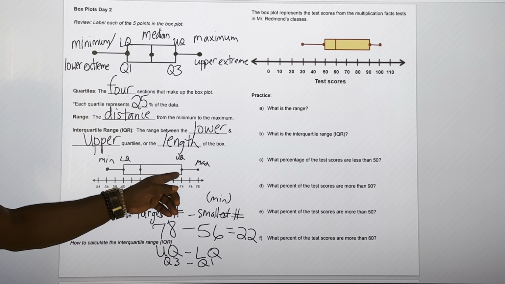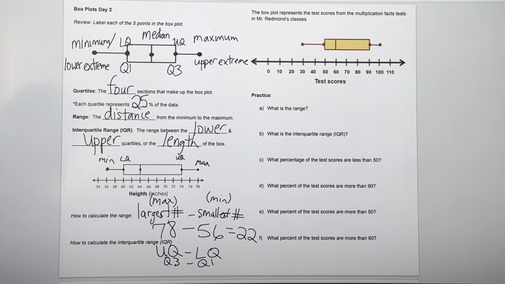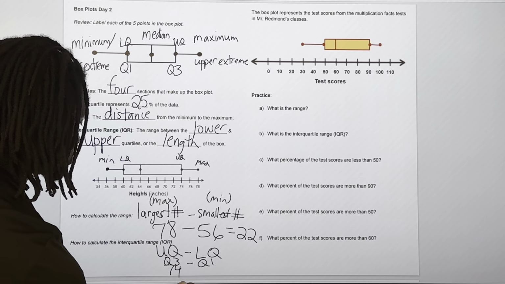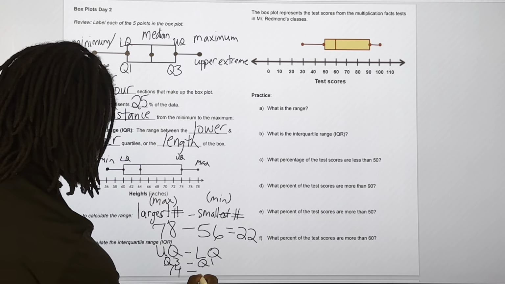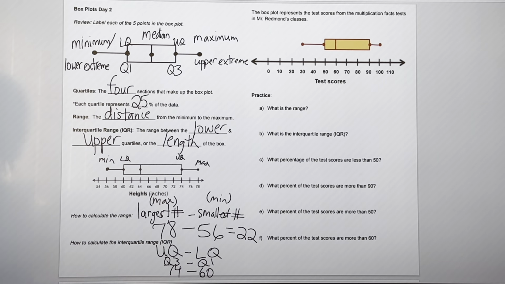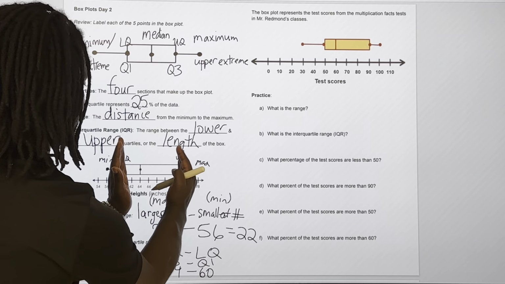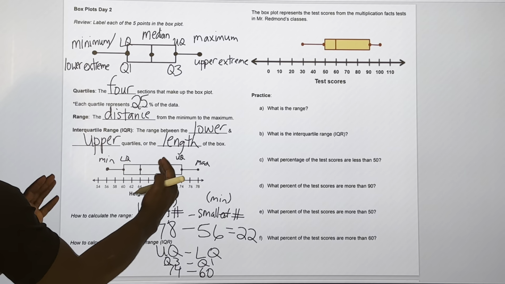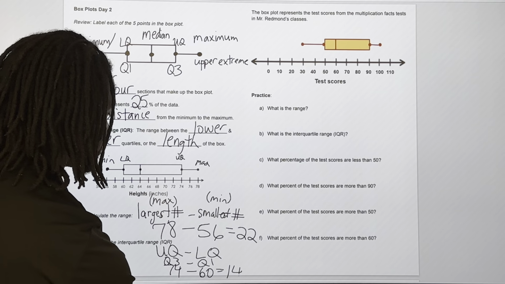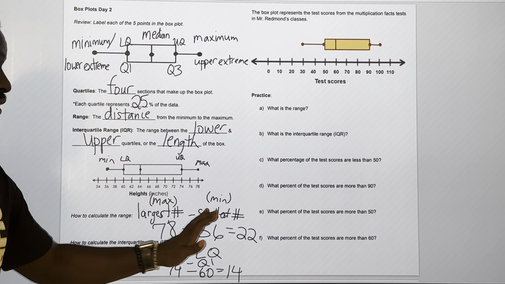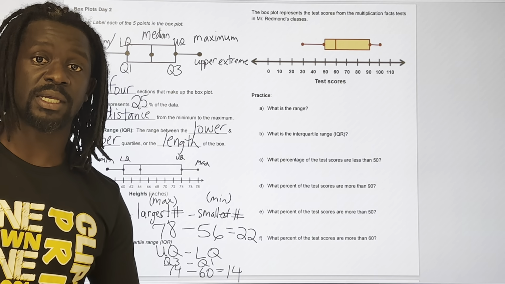So what is the upper quartile? What's the value there? That is 74. So I'm going to do 74 minus the lower quartile, which is 60. So to find the interquartile range, or how long the box is, I'm doing 74 minus 60, and that will give me 14. And that is how I find the interquartile range.